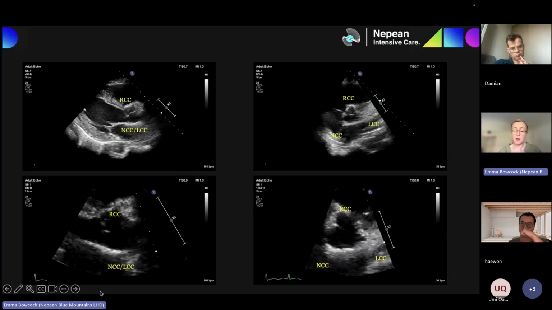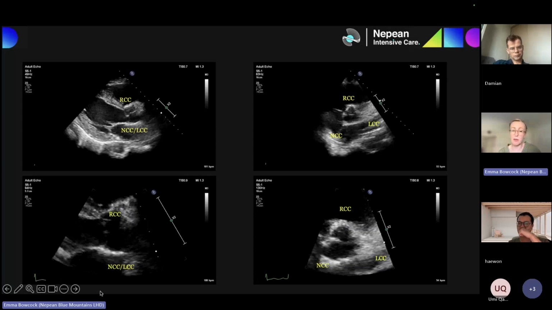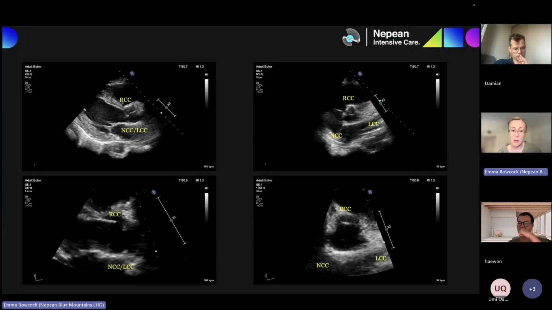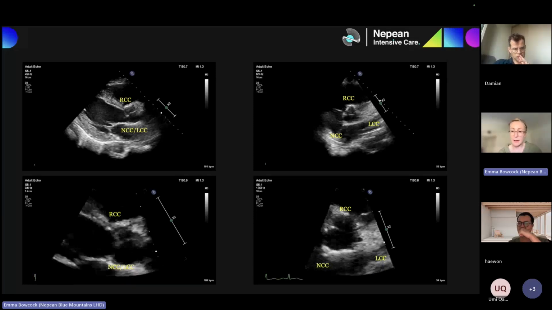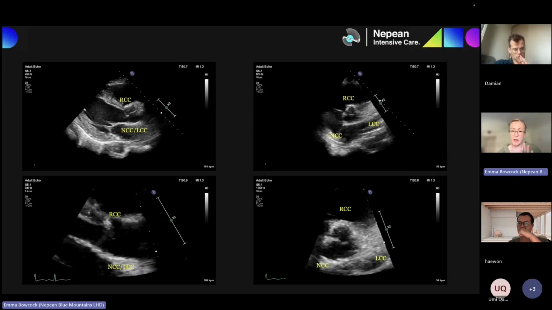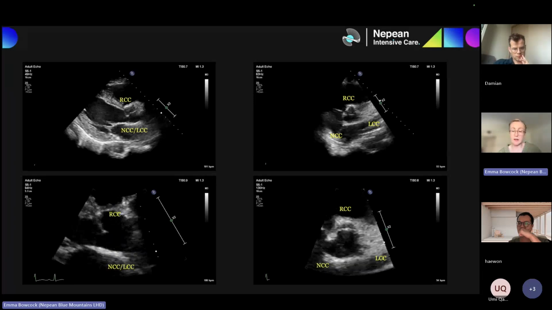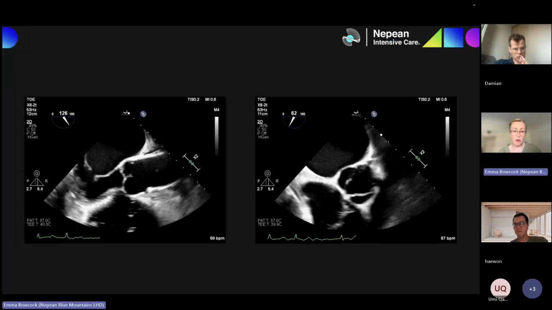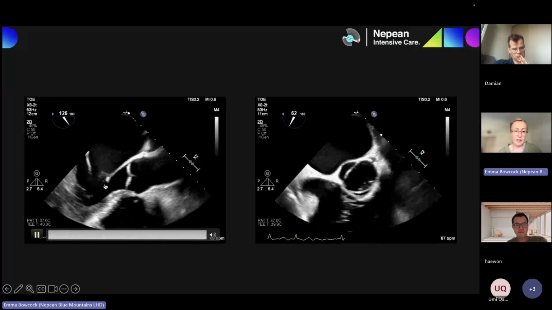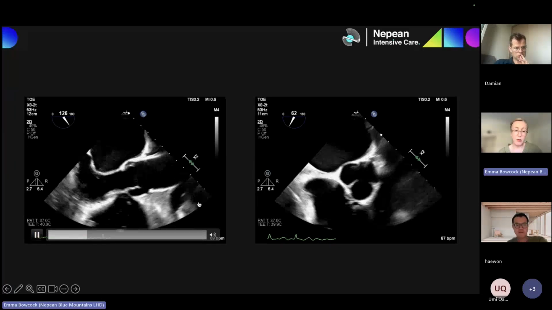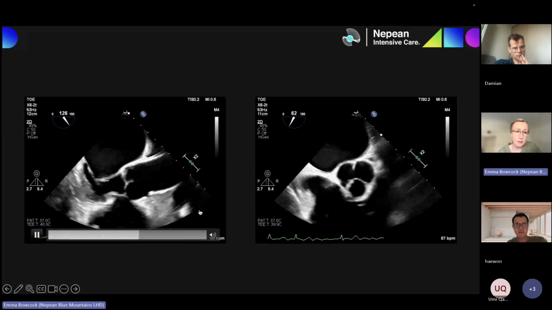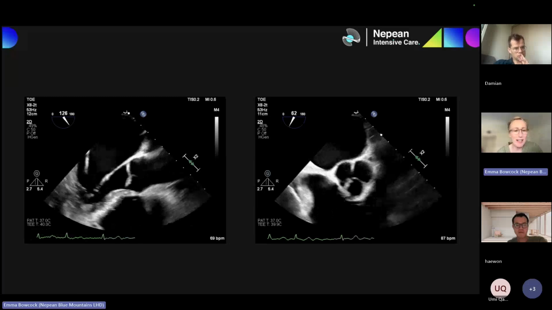So you can't tell whether you're looking at the non or the left just from looking at it in the longitudinal plane or the long axis view. And that's the importance of obviously orthogonal imaging. What are we looking at here then? What view is this? And what we're using, obviously, is TOE imaging.